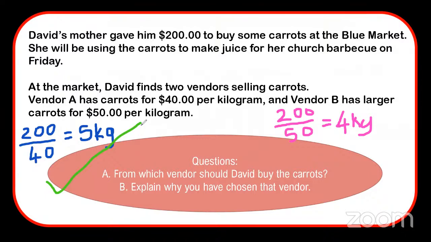We're talking about the weight. We're talking about the weight here. So it's not because the carrots are bigger that you'll get more carrot. It's a weight. We buy carrots by the weight. When we go to the market, we weigh the things that we buy.